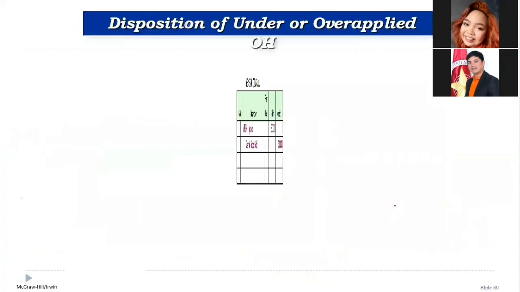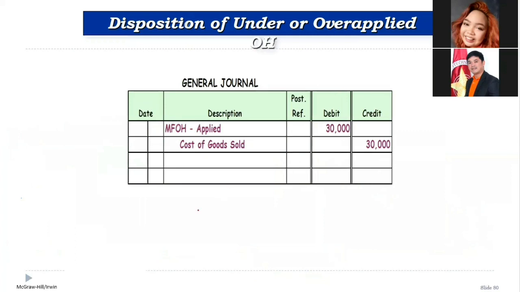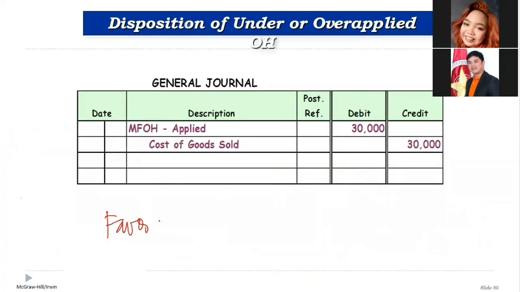Now, anong entry natin? Di ba sabi natin favorable, para madaling tandaan. Anong gagawin sa cost pag favorable? Bababaan kasi pabor. Kaya naman, para babaan, naka-credit ang cost of goods sold. Ano yung ide-debit mo? Yung manufacturing overhead na applied. Remember, na sobra, ang entry mo kasi kanina, hindi ko pala nabigay entry kanina, I'm so sorry.